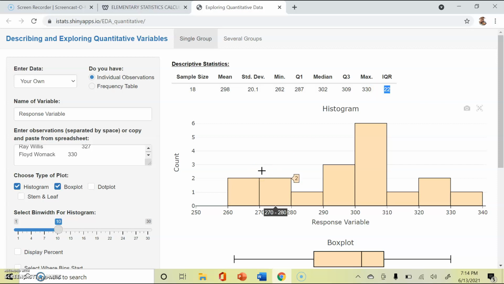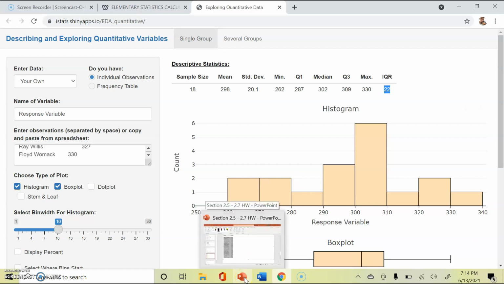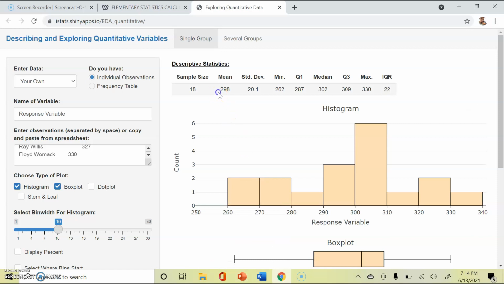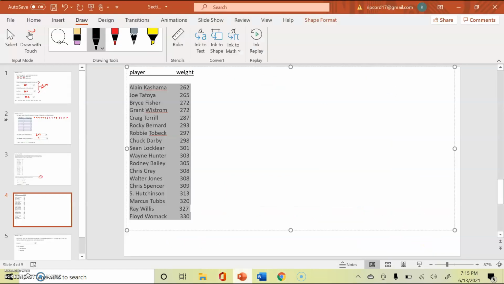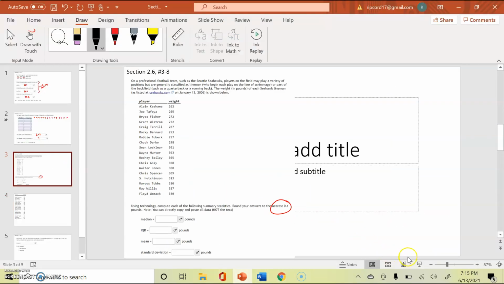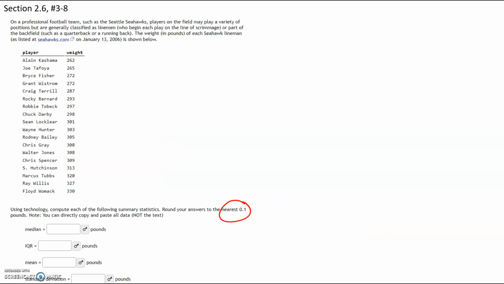Okay, so that's it. We take all these values and we put them in. I'm not going to go through and actually put those in the problem, but they're all here. We got the mean is 298, standard deviation is 20.1, the median is 302, and the IQR is 22. The only thing that is not there, which I want to add, is the range. So let's say we were asked to find the range.